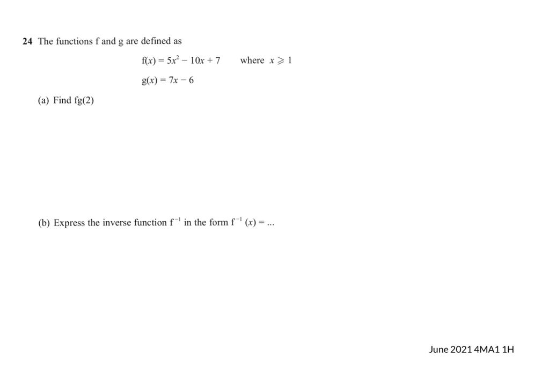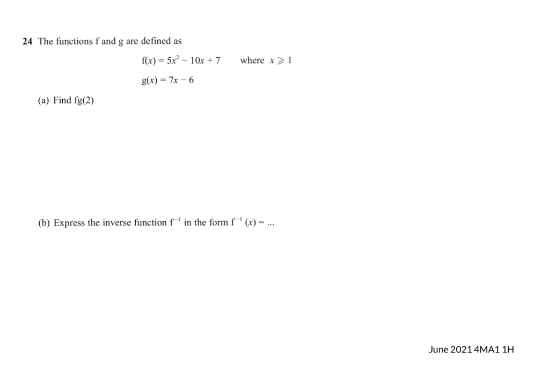This final question is more complicated than the other two. It does involve two functions, f of x being 5x squared minus 10x plus 7, where x is greater than or equal to 1. And we have g of x is 7x minus 6. The first part isn't too bad. It's f of g of 2.